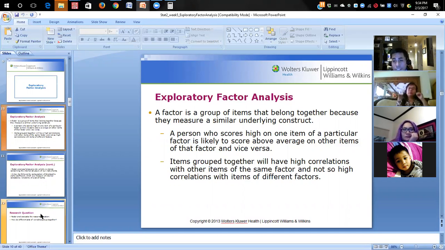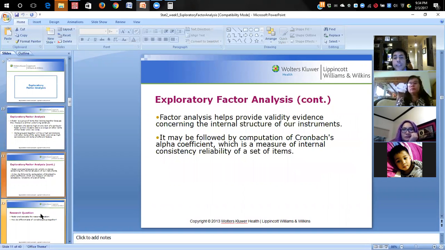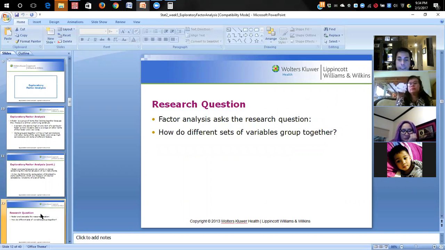Why are they, why are the respondents and participants? That's the data. That's the actual data. That's the representation of your theory, is the data. Factor analysis helps provide validity evidence concerning the internal structure of the instrument. It's followed by a computation of Cronbach's alpha coefficient, which measures your internal consistency of the set items.